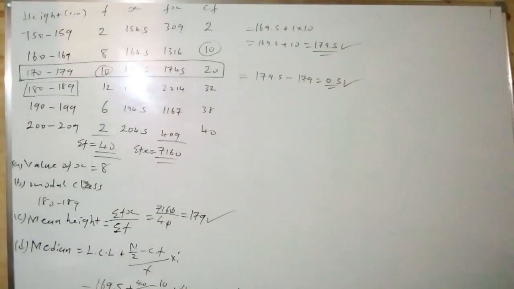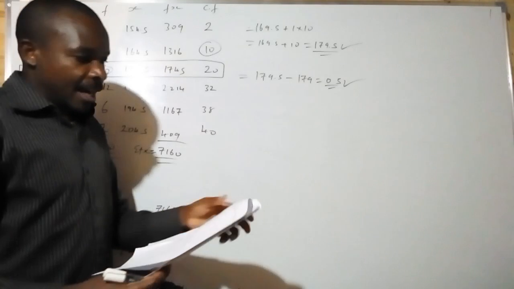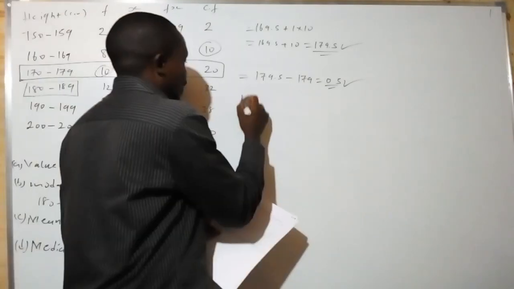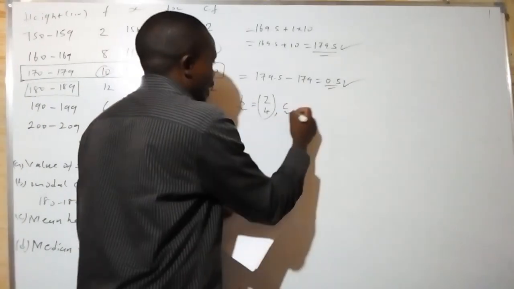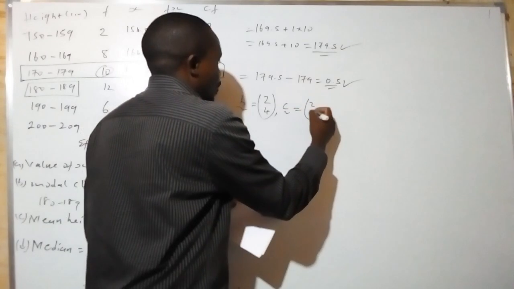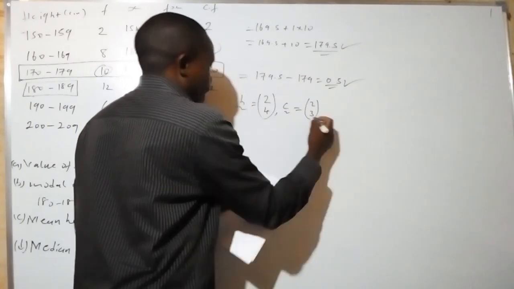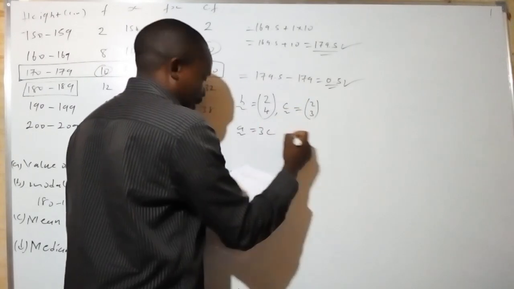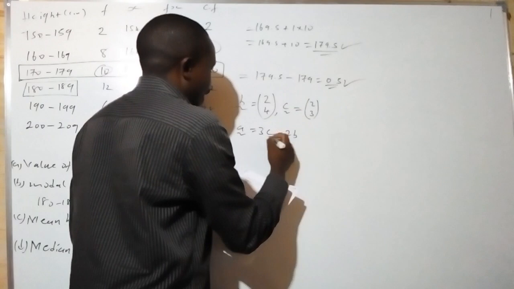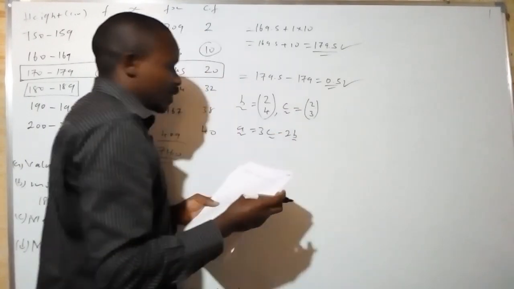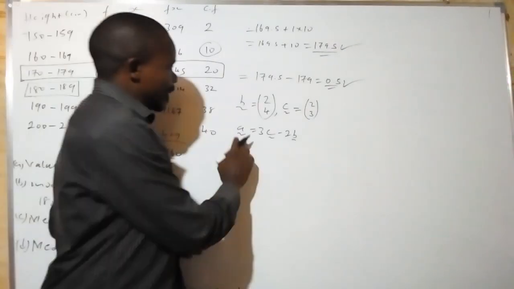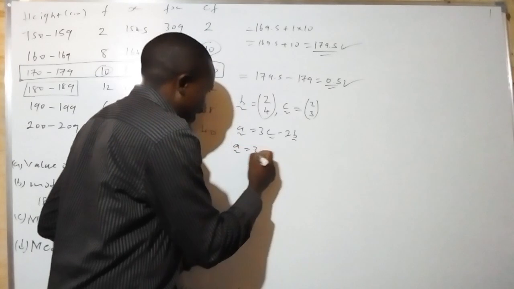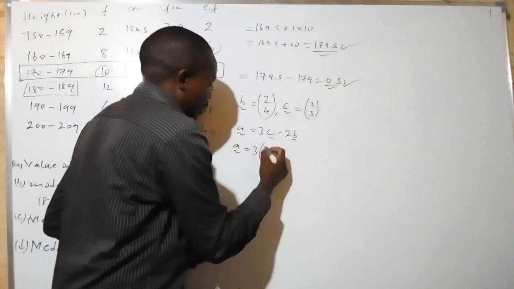Next, given that vector B is equal to (2, 4), vector C is equal to (2, 3), and vector A is equal to 3C minus 2B, find the magnitude of A. Magnitude is the same as length. What you are supposed to do, you come here and substitute. Say that vector A is equal to 3 times C, which is (2, 3), minus 2 times B, (2, 4).